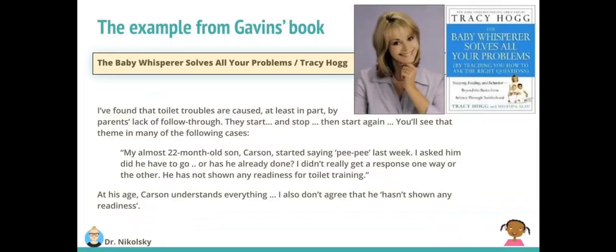I found that toilet troubles are caused, at least in part, by parents' lack of follow-through. They start, in my opinion, too late, and then at the first sign of resistance, stop and start again, and they continue to stop and start again, and before they know it, they are into a battle of wills. You'll see that theme in many of the following cases.